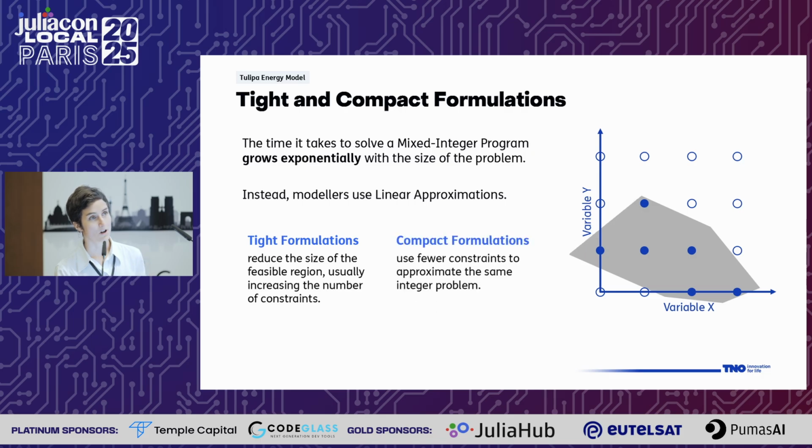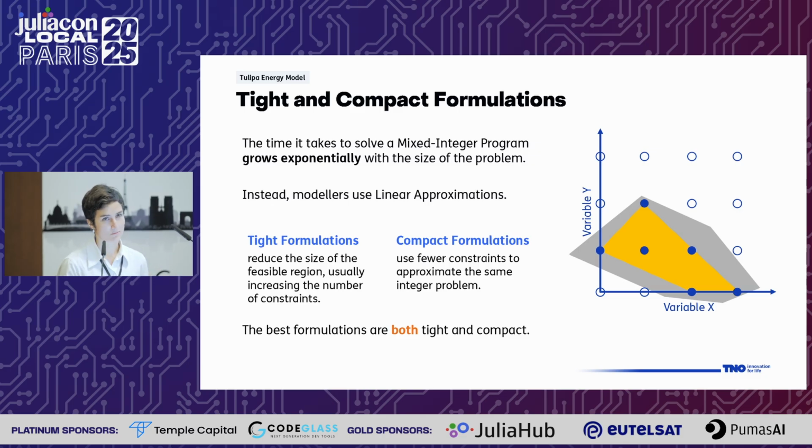But there's also compact formulations, and they use fewer constraints. So this also is a simplification. And what you really want is to be tight and compact. So that's using as few constraints as you can with the smallest feasible space for the linear approximation of the integer problem. These are the type of formulations that we're really looking for, and we found several of them, but we're still looking for it for each of the different pieces of the model that we're doing.